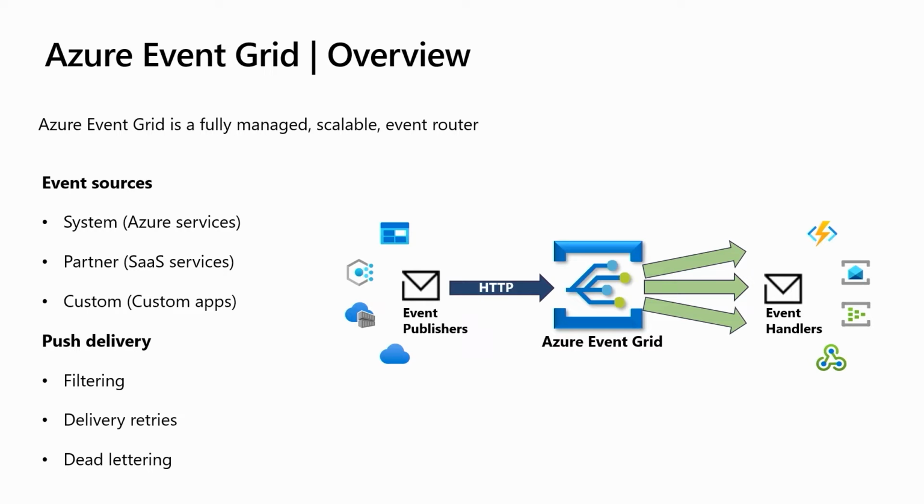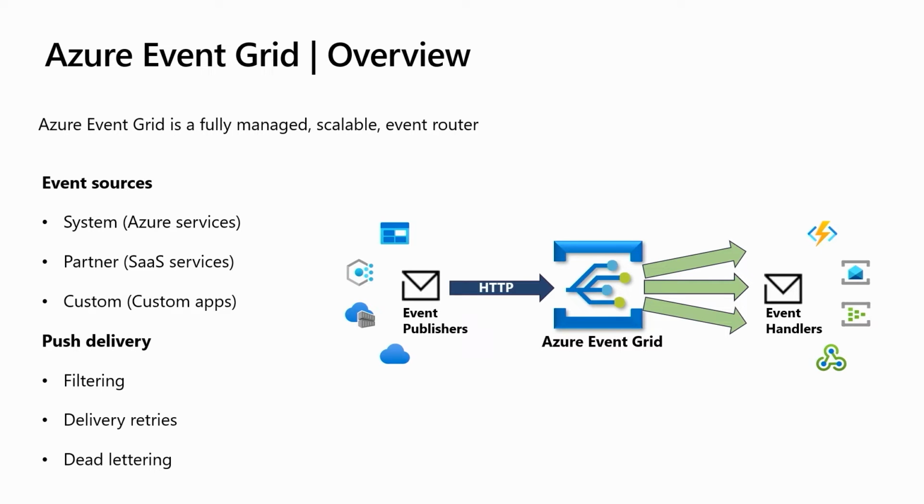As an overview of Azure Event Grid, Azure Event Grid is a fully managed, scalable event router. It provides event dissemination from event sources, such as Azure services with a system topic. Partner topics have SaaS services, if you want to get messages from SAP, for example. Or custom topics for your custom apps and custom events where you want to be a producer yourself.